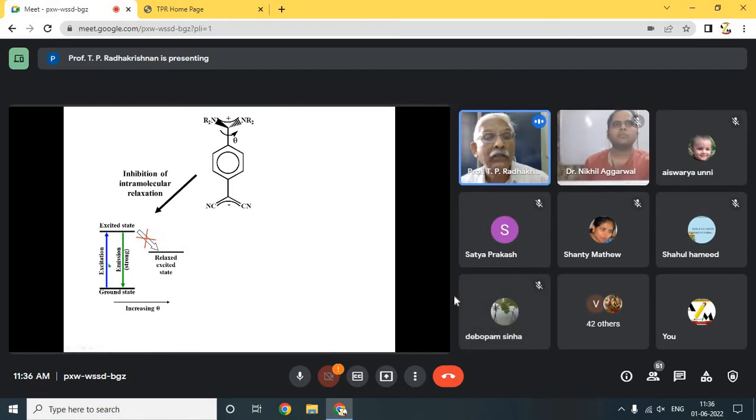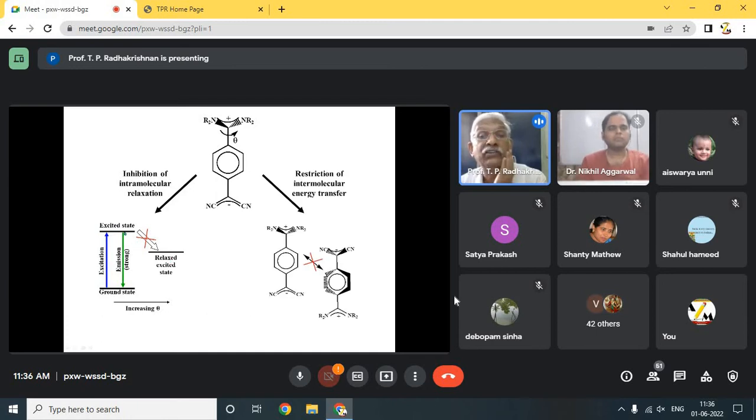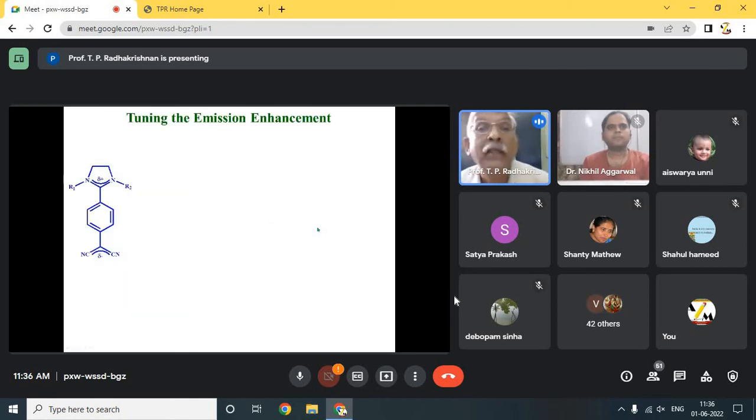The excited state loses energy not only by changes, but also due to energy transfer. Now, in this molecule, when we get fluorescence from the excited state, it also means that the intermolecular channels are somehow closed. And that is something that you need to probe and establish. For this, we did a lot of experiments again.